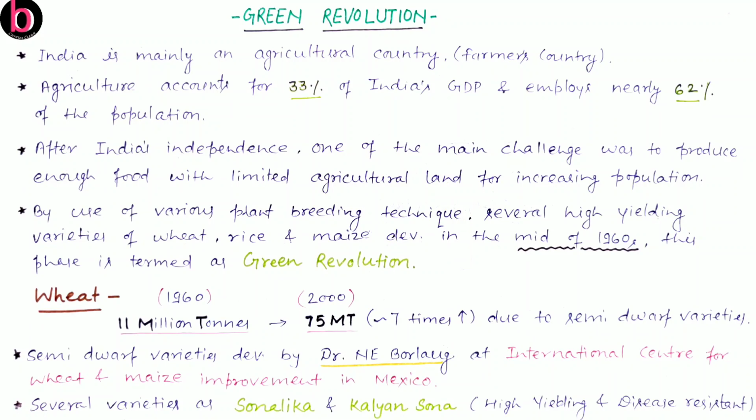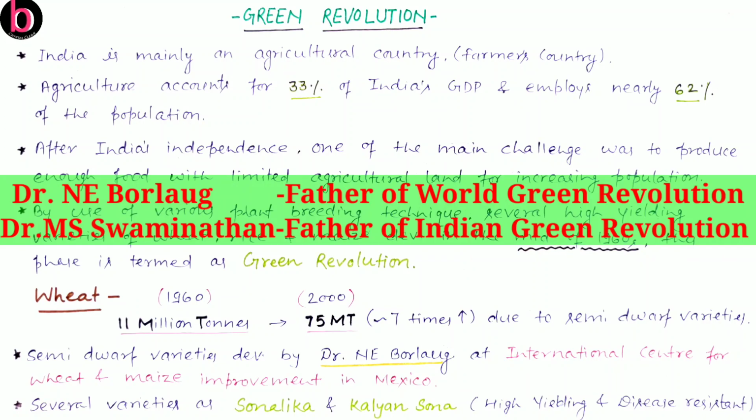Before this Green Revolution program, India was in a begging condition, meaning India was importing the majority of its crops from other countries. But after this Green Revolution program, India not only fulfilled its own demand but is also ready to export to other countries. Green Revolution was mainly contributed by two scientists: Dr. N.E. Borlaug, who is known as the father of the World Green Revolution, while M.S. Swaminathan is considered the father of the Green Revolution of India.